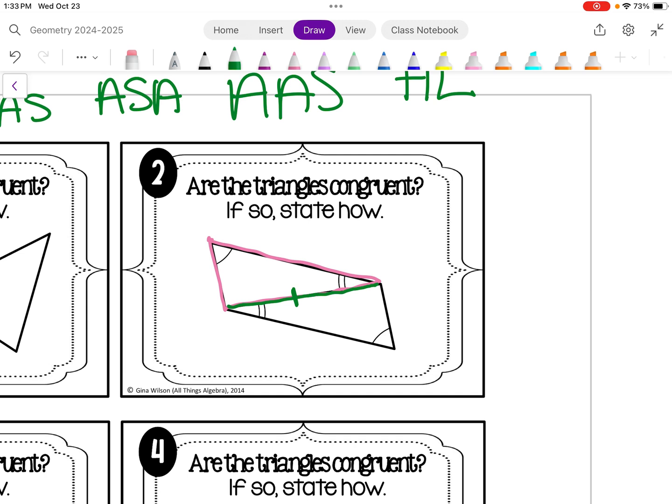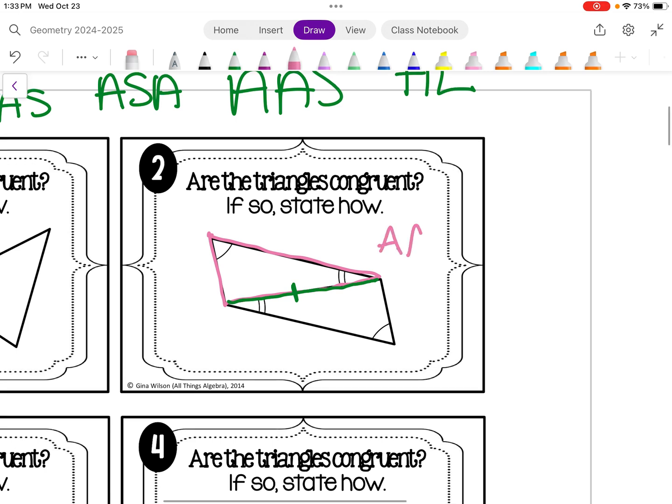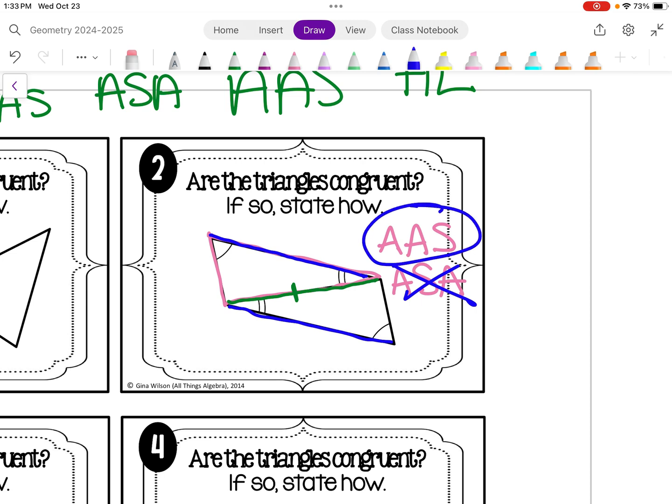So now we have 2 angles and a side congruent to 2 angles and a side. So we have to decide if this is angle, side, angle, or angle, angle, side. So how do you do that? You say, is the side that's congruent in between the 2 angles? No, it is not. That means it is angle, angle, side for proving that the triangles are congruent.